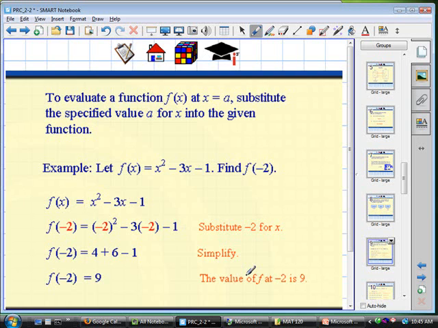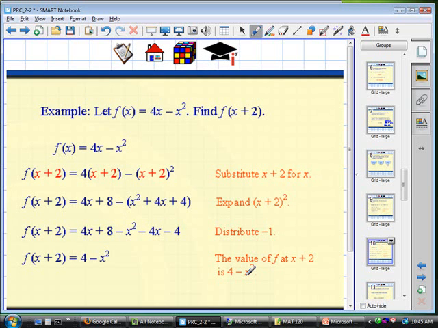Now, look at this one. I had you do f of a. This is important. What if I ask you to find f of x plus 2? Well, what did I do? In place of x, I put an x plus 2. So what does that tell you to do? Wherever there's an x, I have to now replace it with an x plus 2. So I just did that.